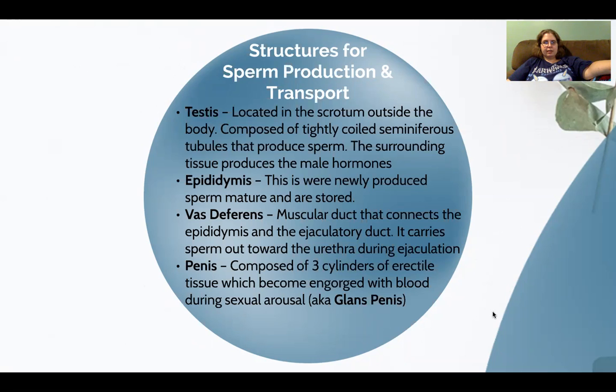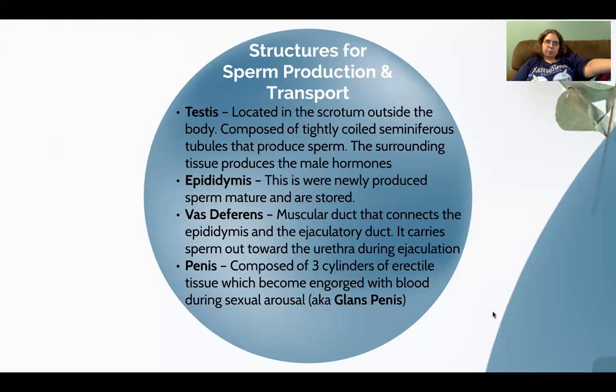Once arousal has occurred and the process of ejaculation has started, the sperm will move from the epididymis to the vas deferens. This is a muscular duct, and it connects the epididymis to the ejaculatory duct. So in other words, it's going to move and provide passage for the sperm all the way up until it gets to the urethra.